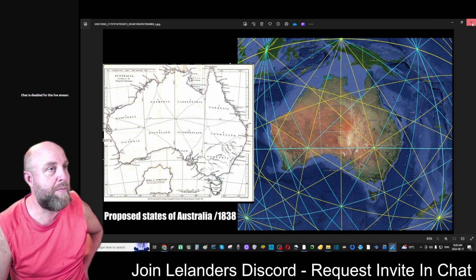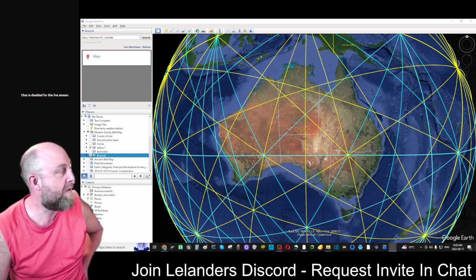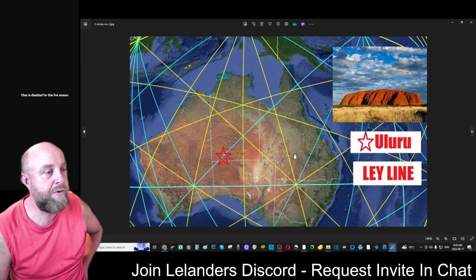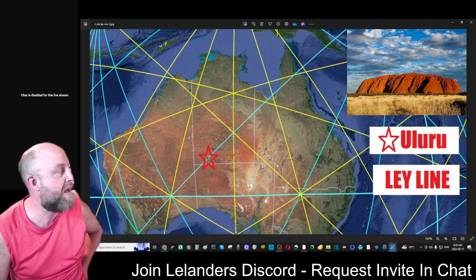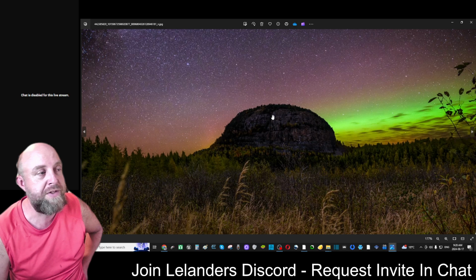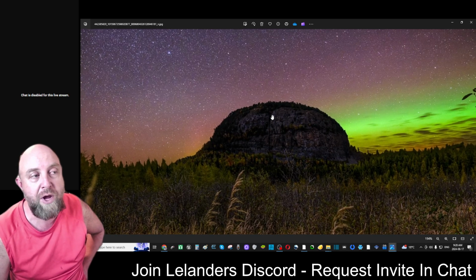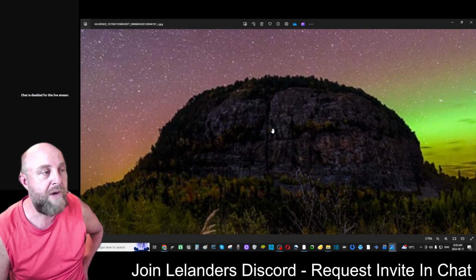Alright, so just to give a background of what some of these maps are, or these sacred mountains. Here it is, Uluru, the ley line, the star. What kind of significance does this have? Well, it turns out where I live, we also have another mountain that's very similar. Ours is called Mount Cauldron, or Mount Chemin.